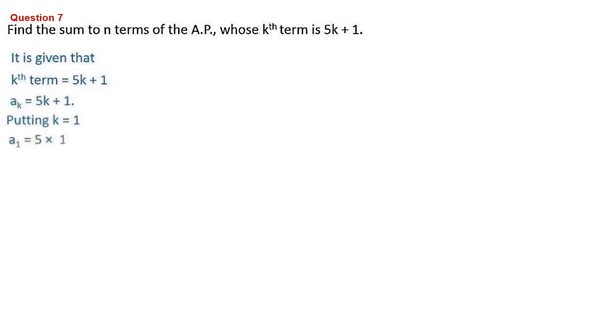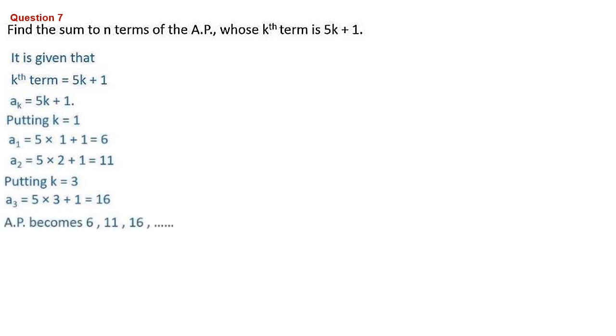So for k is equal to 1, a1 is equal to 5 into 1 plus 1, that is 6. If you put k is equal to 2, replace k with 2: 5 into 2 plus 1, 10 plus 1 is 11. Then putting k is equal to 3, you will get a3 is equal to 5 into 3 plus 1, 15 plus 1 is 16. So the AP we have got is 6, 11, 16, and so on. Then here d we need to calculate: second term minus first term, 11 minus 6 is 5.